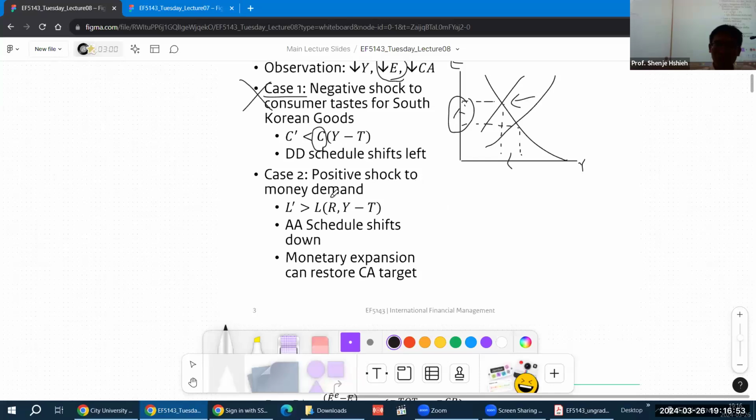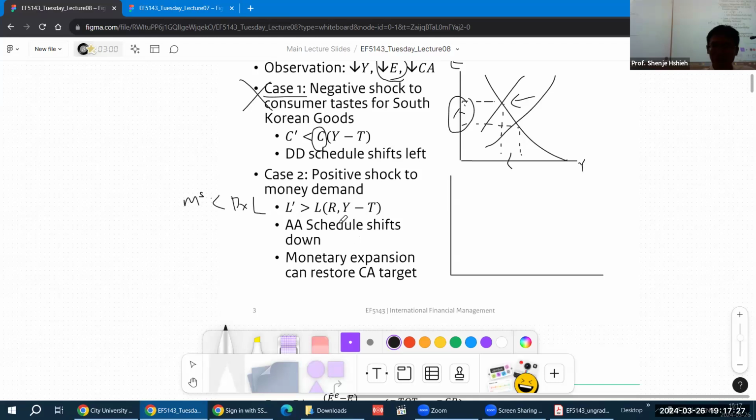Case two is a positive shock to money demand. So let's go ahead and analyze that. If we look at the money market equilibrium with a positive money demand shock, you can think of that as just the L function having become more sensitive to anything, every parameter, I guess. So here we assume that MS now is lower than P times L, right? And we have to think about what has to move.